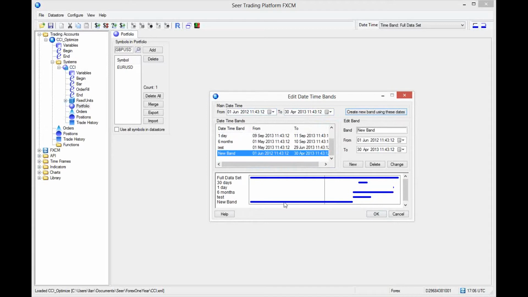Now the reason I do that obviously is so that I can actually backtest based on this data set, and then I can forward test on a different data set. So I'll call this new band my test band. And there it is, it's called my test band.